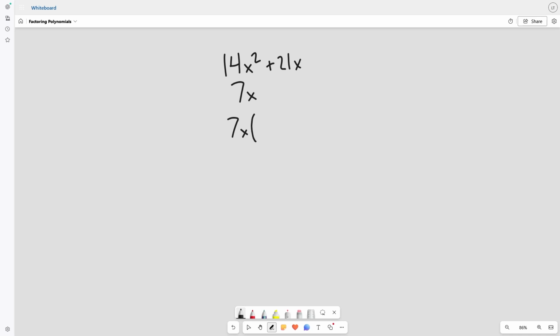To take out the 7x, what times 7x equals 14x squared? That would be 2x. And then what times 7x equals 21x? That would be positive 3. That is how we factor a polynomial. Okay, let's move on to a different example.